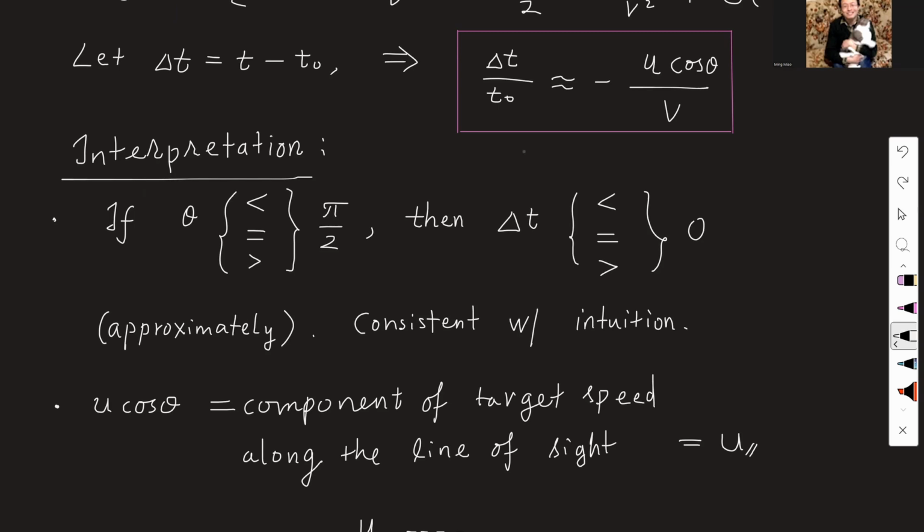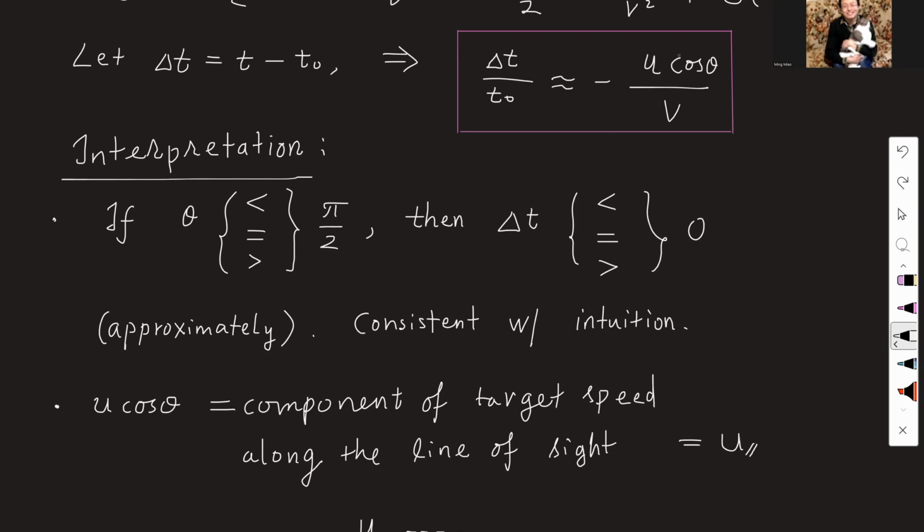And now let's move on to the interpretation of the boxed formula. If theta is less than half pi, that means the target is moving closer to the launch point. So in that case, delta T is less than 0 because cosine is positive. This is consistent with our intuition. If theta is equal to half pi, that means the target is moving orthogonal to the line of sight. Delta T is approximately 0. And last but not least, if theta is greater than half pi, that means the target is moving away from the launch point, and delta T will be positive.